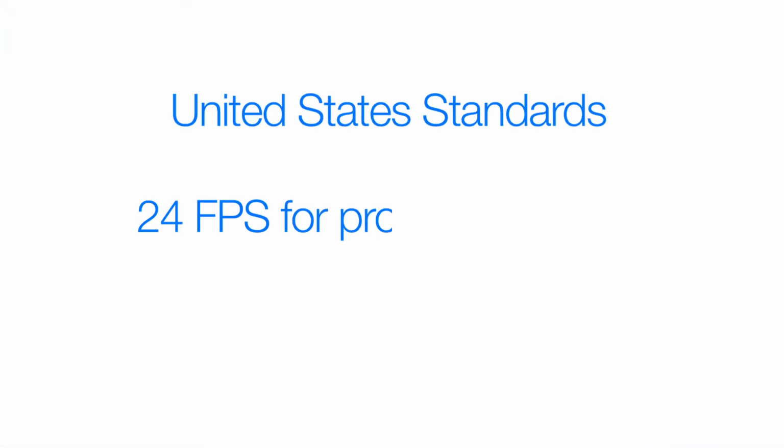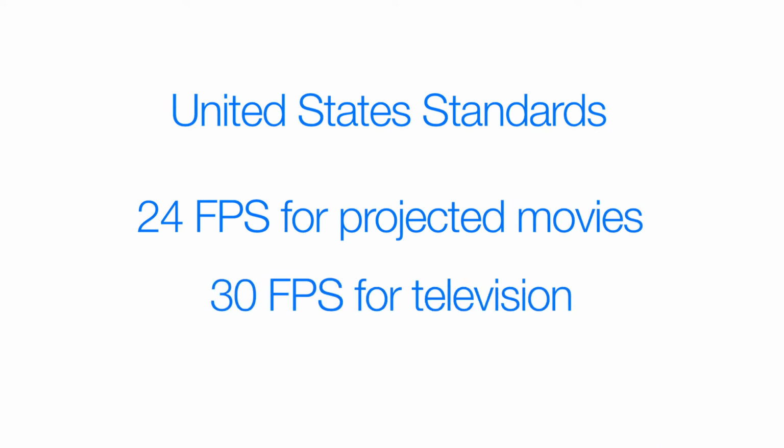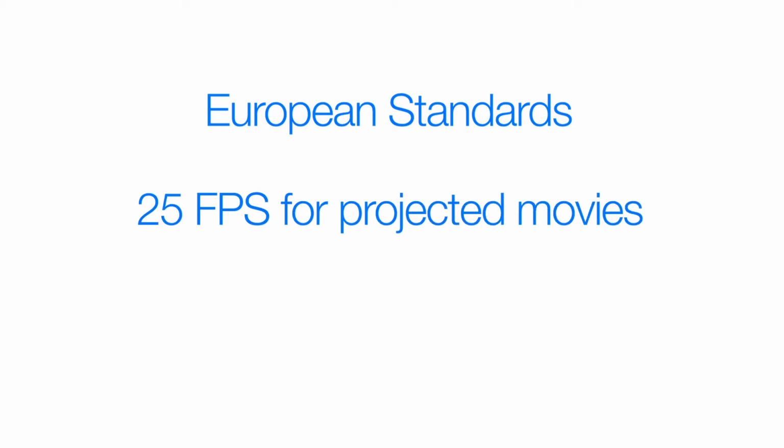In the United States, 24 frames per second is a standard rate for projected movies. 30 frames per second are normally used when shooting movies for TV viewing. In Europe and other countries, 25 frames per second is a standard for both movies and TV.